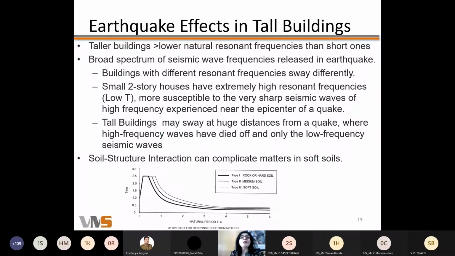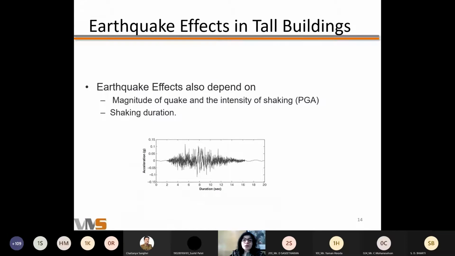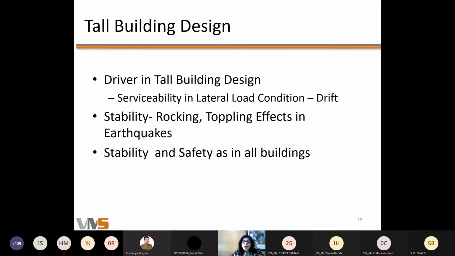I mean, there has to be a huge difference between what you get, let's say, in NCR, or what you get in Mumbai, or what you get in Ahmedabad, right? And sometimes that is a nuance which gets missed out. Okay, so as I said, there are lots of parameters which will define the earthquake effects on tall buildings.